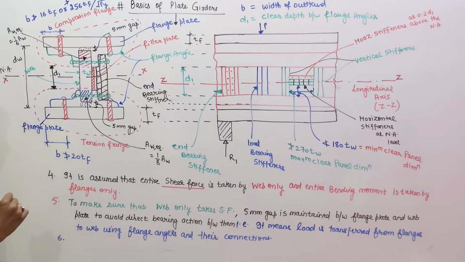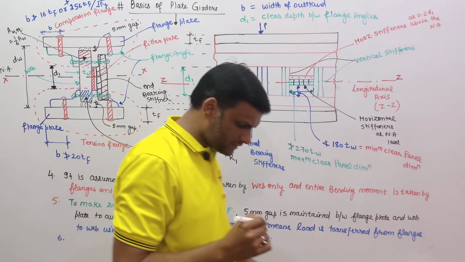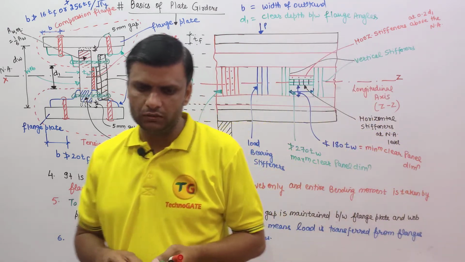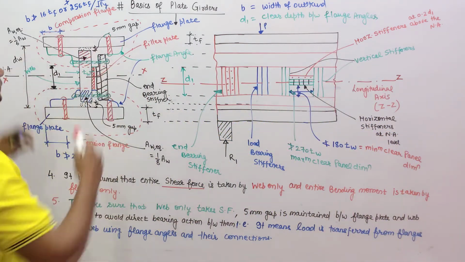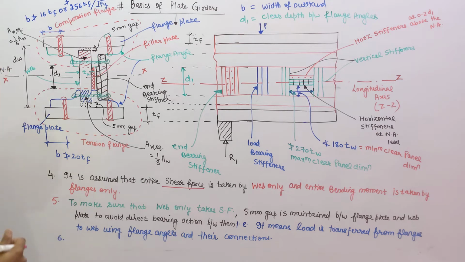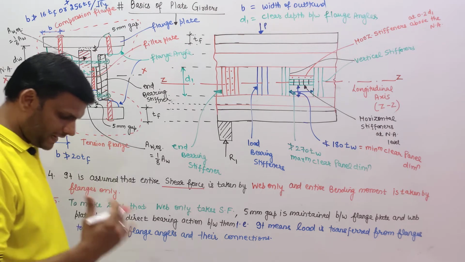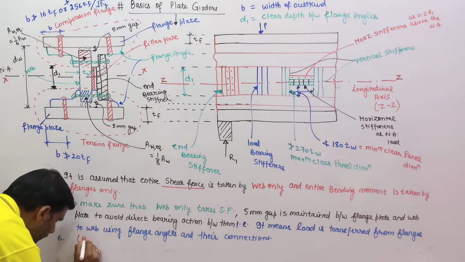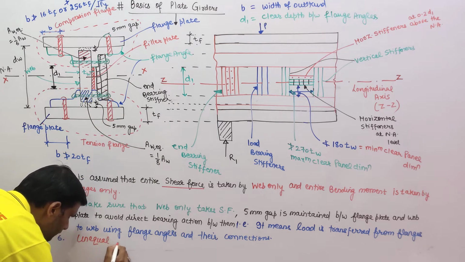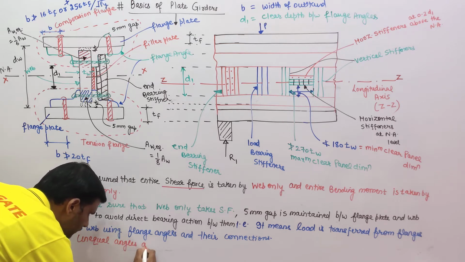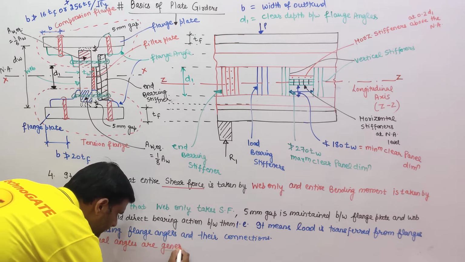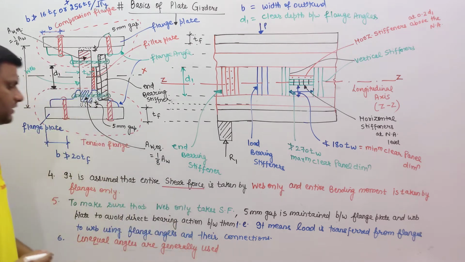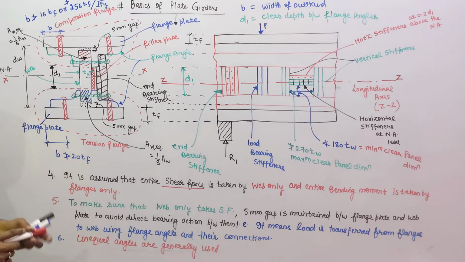Point number 6. Unequal angle sections are generally preferred and longer leg is connected to the flange plate of the flanges, to get more bearing area. So, unequal angles are generally used as flange angles.